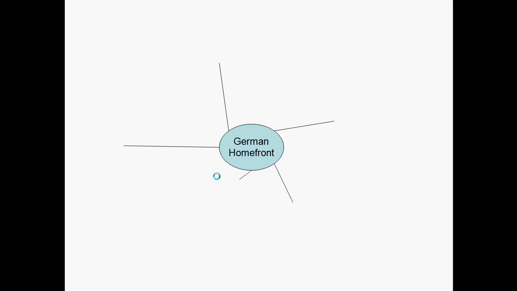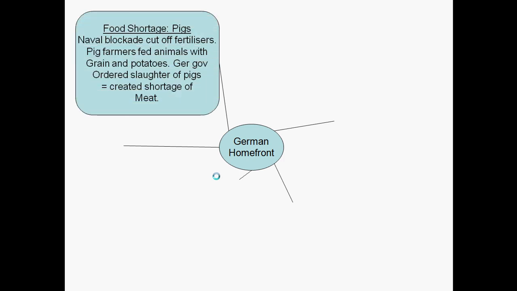Right, now to the German folk. German home front: there were loads and loads of food shortages. The first one we should all know about was the pigs. The Allied naval blockade blocked off German ports, so they couldn't get supplies in from the sea, and that worked because it cut off fertilisers. Fertilisers are used to grow crops.